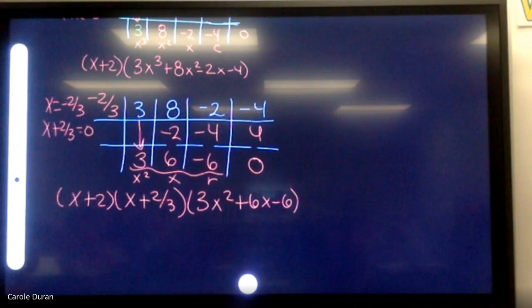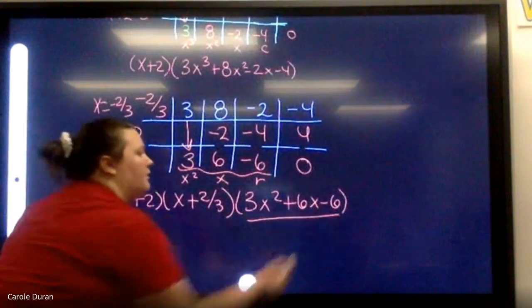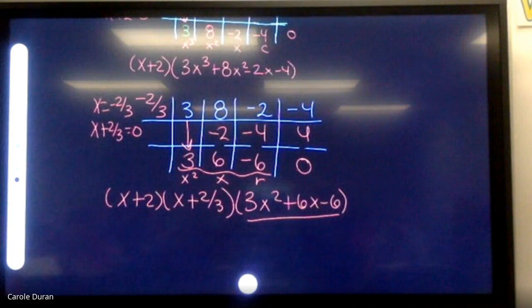So let's go ahead and do the quadratic formula to finish factoring. On your own, go ahead. I didn't say that it had to be irreducible over the set of real numbers, so it's entirely possible that we'll get imaginary answers, and that's fine.